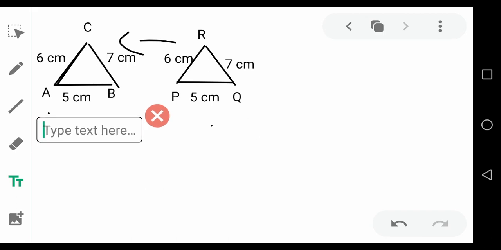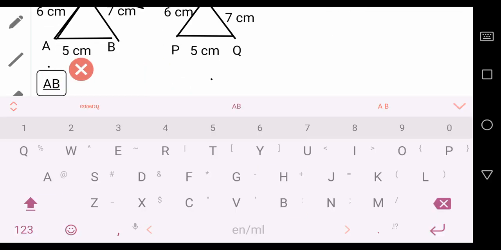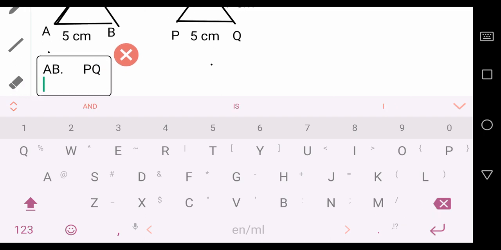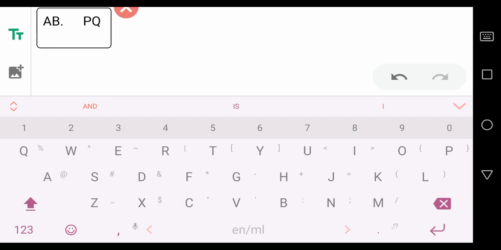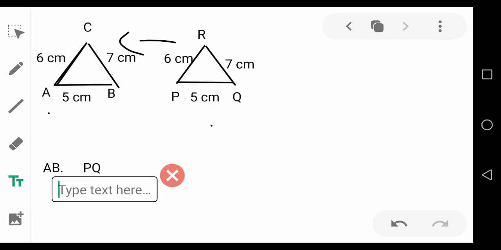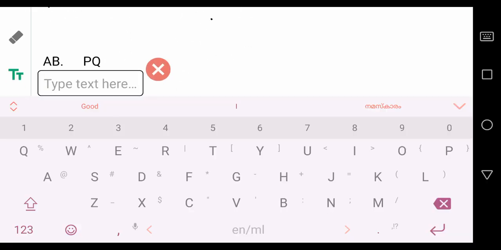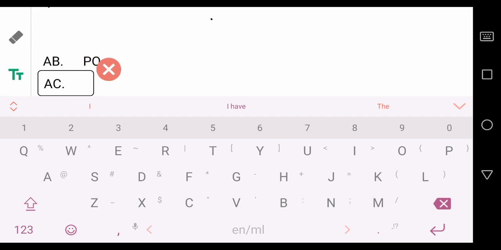So AB and PQ will overlap, right? Same way, which other sides will overlap? AC and PR. AC and PR. So we have AC and PR.